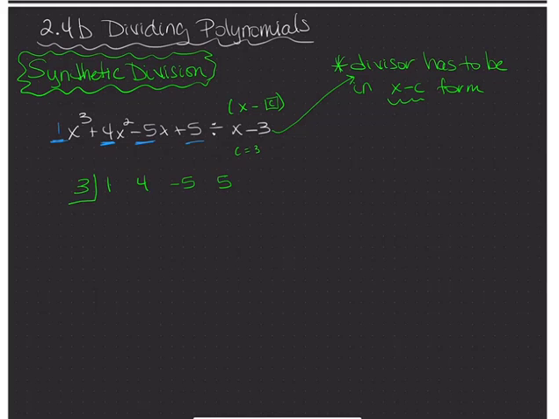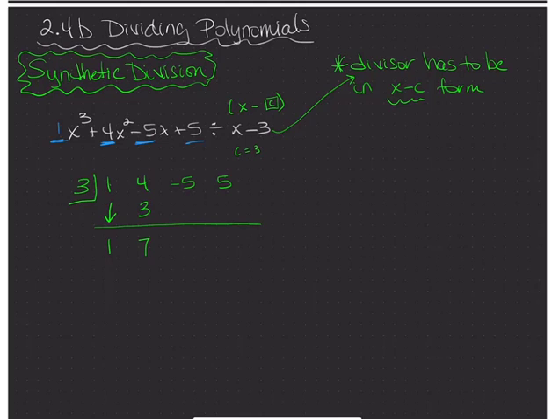Ultimately, I'm going to fill in numbers underneath, so I'm going to give myself a little bit of space, and I'm going to draw a line. The first thing we always do is drop this 1 down into that first spot. To get our next number, it's just 3 times 1 is 3, and that goes there. Then I'm going to add these numbers: 4 plus 3 is 7.